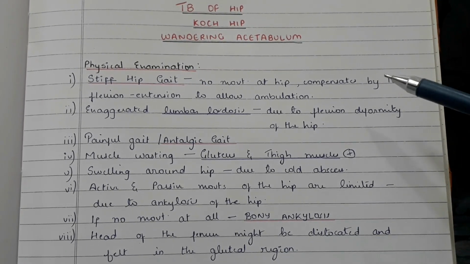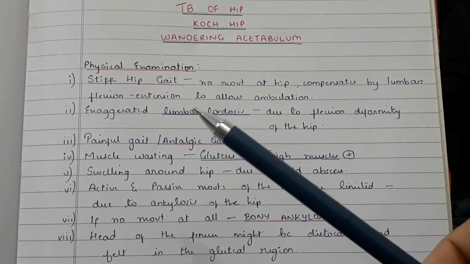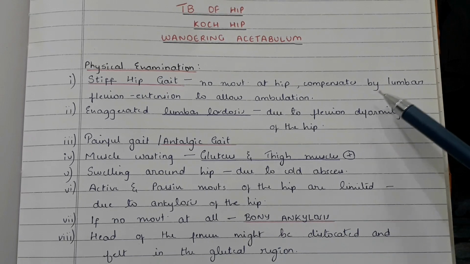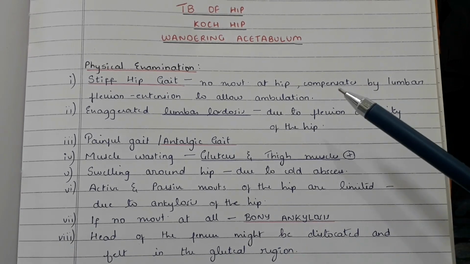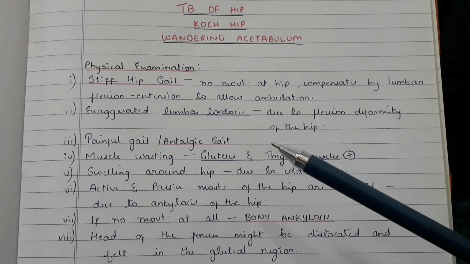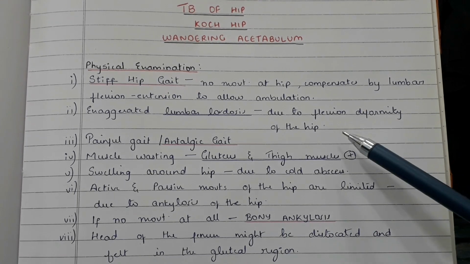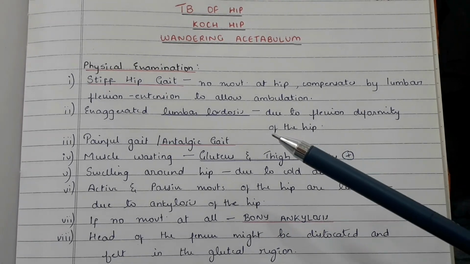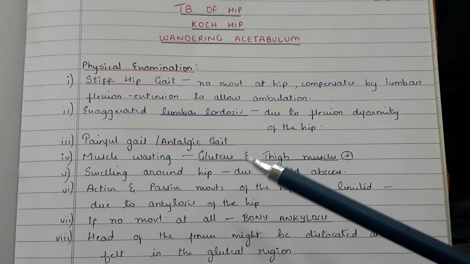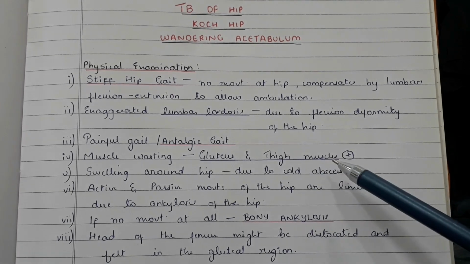Physical examination. It is also called the stiff hip gait because there is no movement at the hip, and this is compensated by lumbar flexion and extension to allow ambulation. Exaggerated lumbar lordosis is seen due to flexion deformity of the hip. It is called the painful gait or the antalgic gait. Muscle wasting of the gluteus and the thigh muscles is seen.